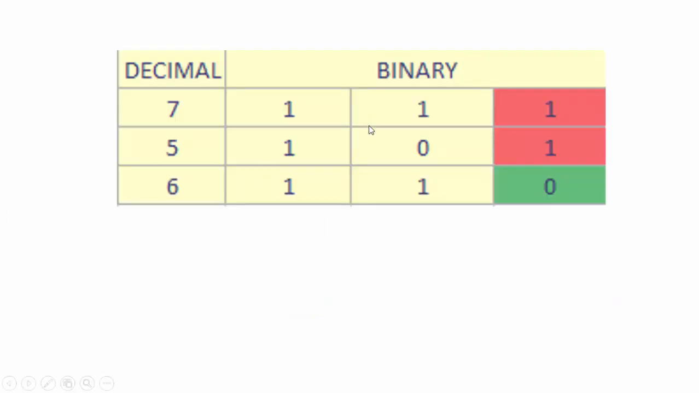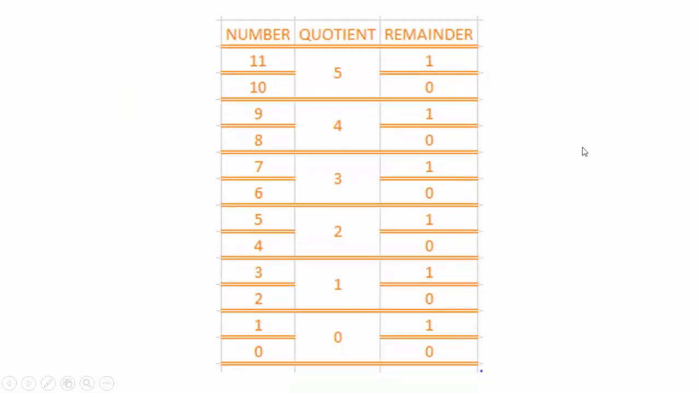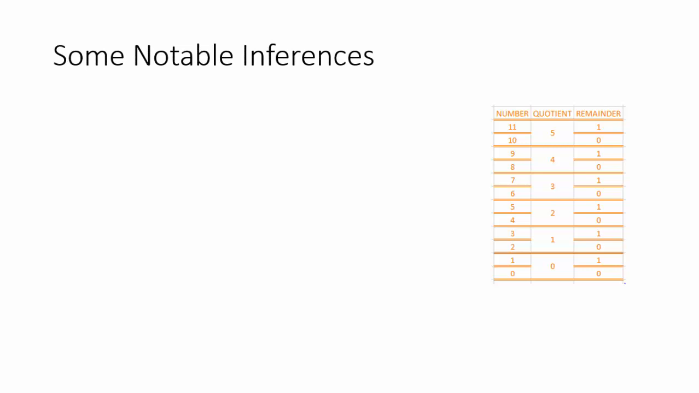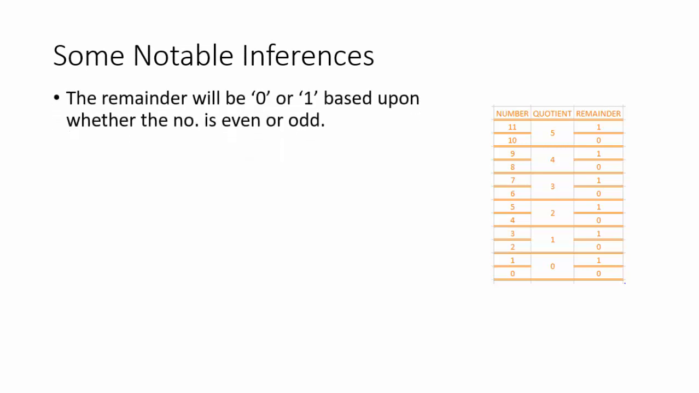So with this understanding, we can say that in this slide, we can see that 5 and 7, as they are odd numbers, they are having their LSBs as 1, while 6 is having its LSB as 0. Some notable inferences which we can draw from the table is that the remainder will be 0 or 1 based upon whether the number is even or odd. Remainder as in the LSB we can say.